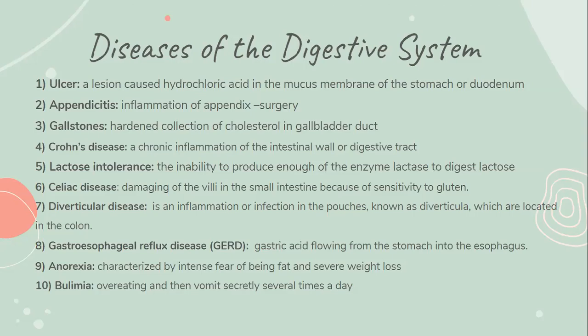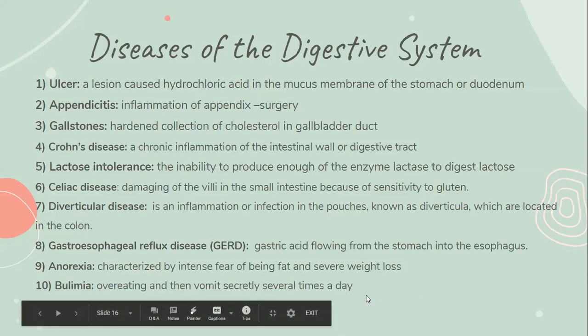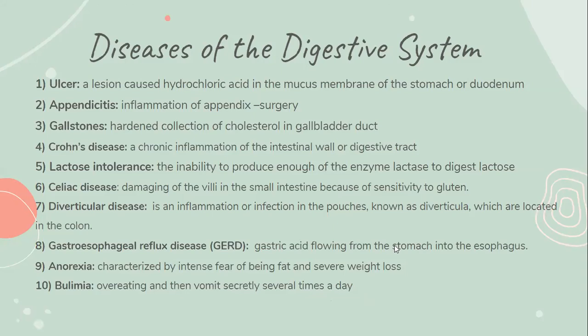The last two, anorexia and bulimia, are also characterized as mental illnesses, along with being physical diseases of the digestive system. And bulimia is when someone overeats, and then they vomit secretly several times a day because they feel like they ate too much, and they eject it all out. And those are just some of the diseases. There's a lot more, but I just wanted to go over some of them.